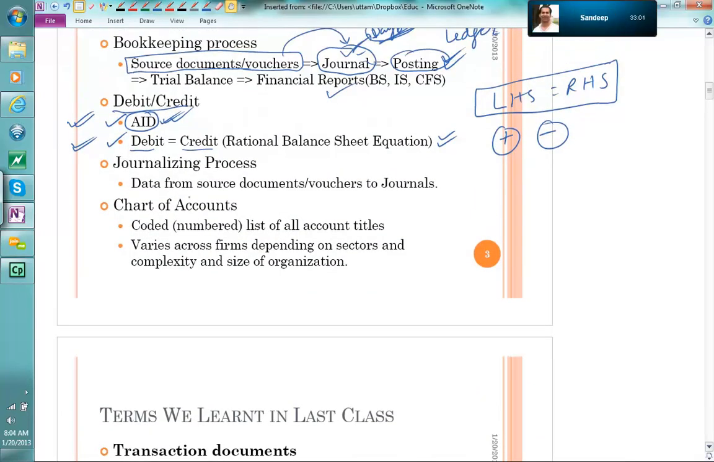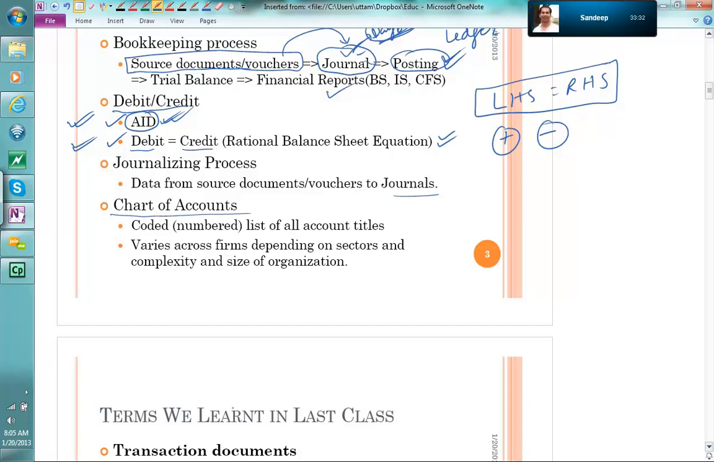Then we talked about the journalizing process, data from source documents to journals. And then we said that we have a chart of accounts, which is a proper listing of all the account titles and account numbers. The number of accounts in the chart of accounts depends on the complexity of the business and which sector you are operating in. Some sectors are more complex than others, so the chart of accounts will be more complicated.